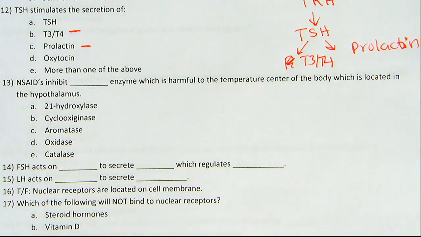Number 13. NSAIDs, which is non-steroidal anti-inflammatory drugs, inhibit blank enzyme, which is harmful to the temperature center of the body, which is located in the hypothalamus. So what enzyme do we want to inhibit to stop fever from occurring? Yes, cyclooxygenase.